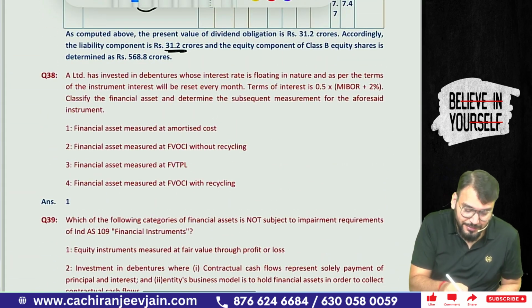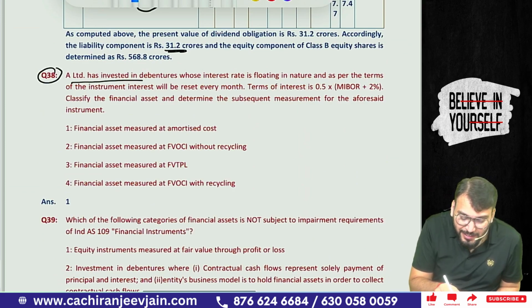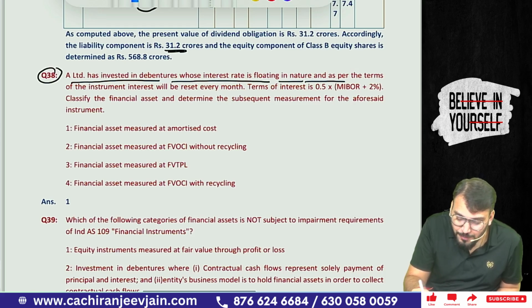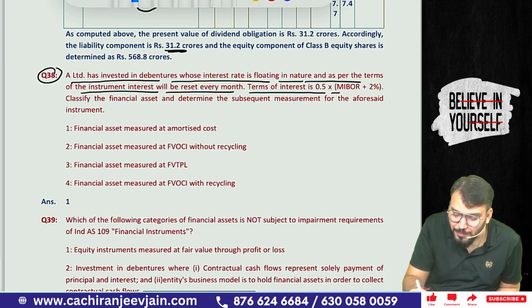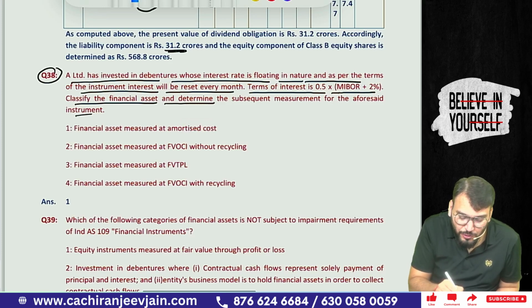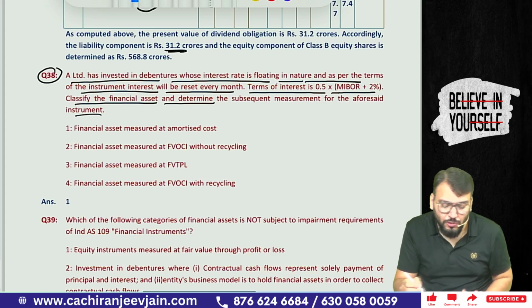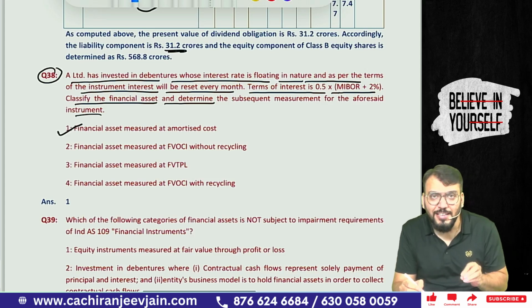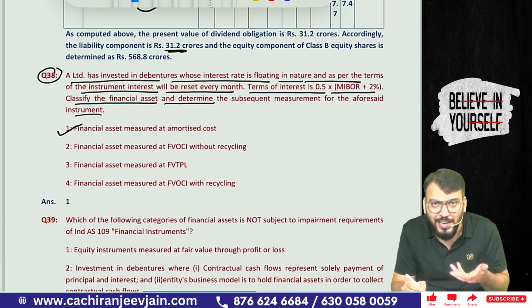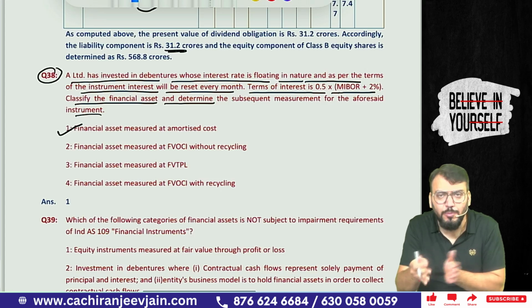Question 38. A Limited has invested in a debenture whose interest rate is floating in nature, and as per the terms of the instrument, interest will be reset every month. The interest is 0.5 multiplied by MIBOR plus 2%. Classify the financial asset and determine the subsequent measurement for the aforesaid instrument. So even though the interest rate is floating, it will be carried at amortized cost only. So the financial asset will be measured at amortized cost because it represents contractual cash flow characteristics, and of course if nothing is given, it will be held till maturity.